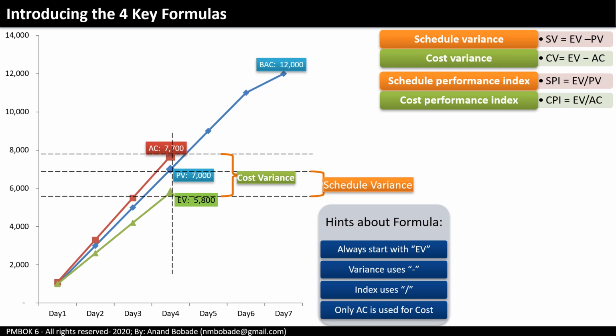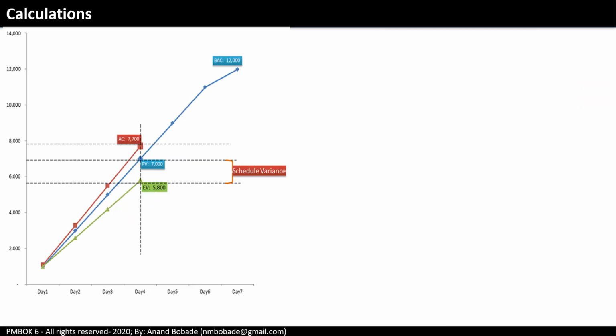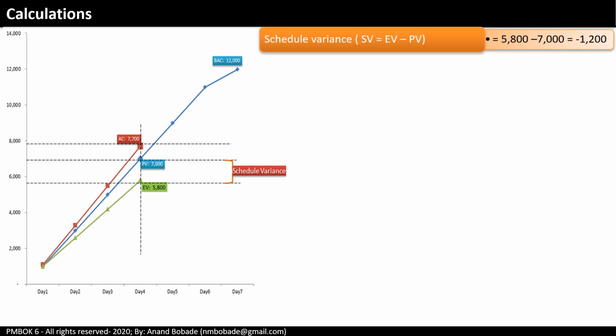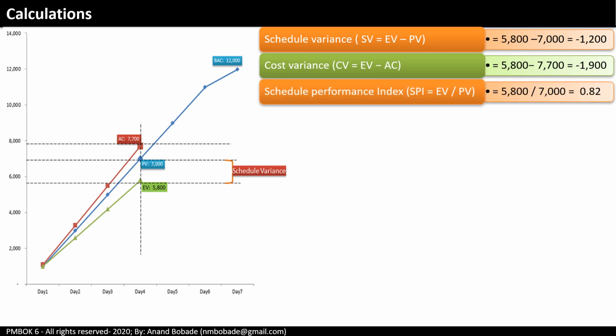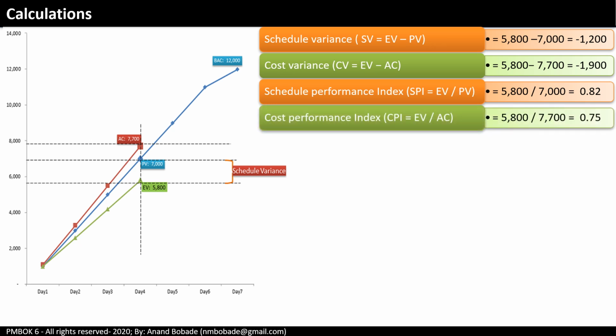Using our project data, SV equals 5,800 minus 7,000 equals minus 1,200. CV equals 5,800 minus 7,700 equals minus 1,900. Both negative. SPI equals 5,800 divided by 7,000 equals 0.82. CPI equals 5,800 divided by 7,700 equals 0.75. Both less than 1. Now how do we interpret this?